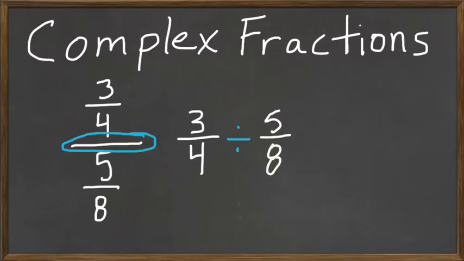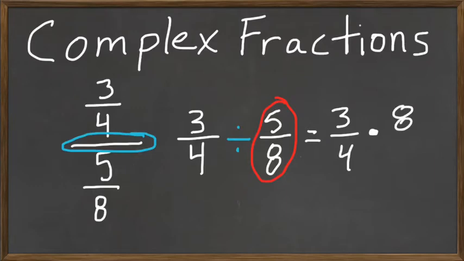To divide fractions, we go ahead and flip over the second fraction. So we're going to make it 8 over 5. So we get 3 over 4. When we flip it, we write it as the reciprocal, and that turns it into multiplication. 8 over 5.